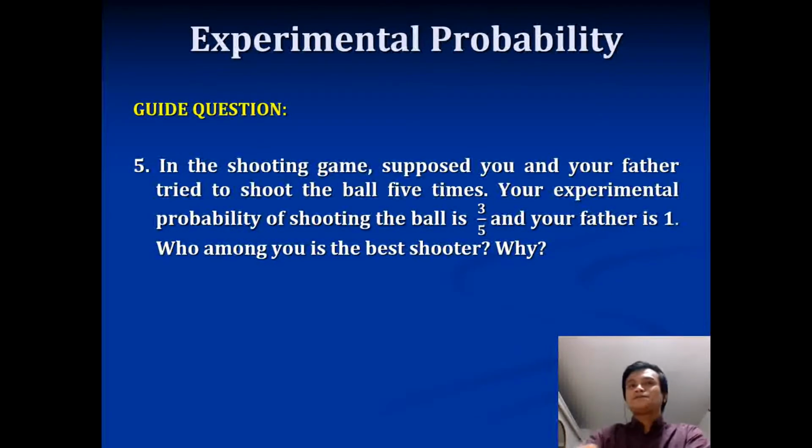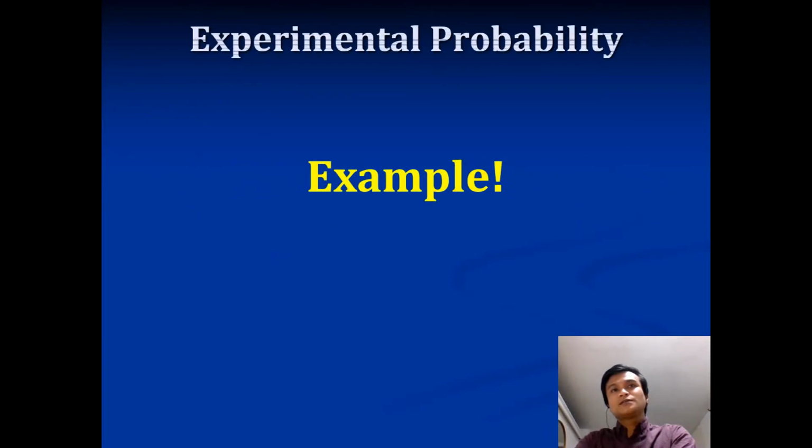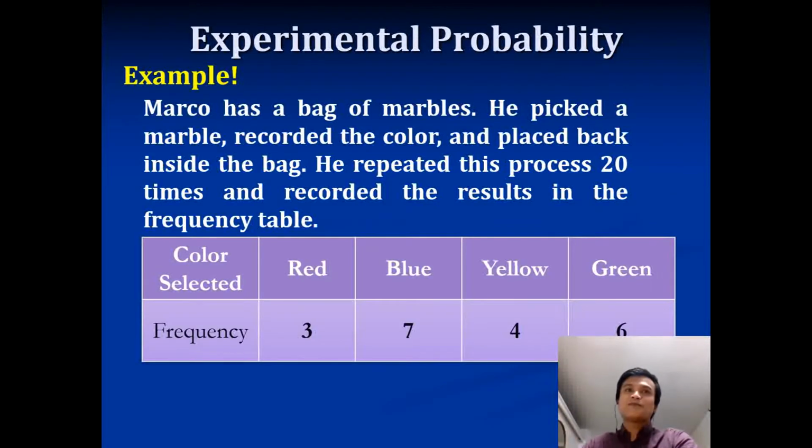Okay, so first example in experimental probability. Let's deal with the example. Marco has a bag of marbles. He picked a marble, recorded the color, and placed it back inside the bag. He repeated this process 20 times and recorded the results in a frequency table. The colors selected are red, blue, yellow, and green. The frequencies are 3, 7, 4, and 6.